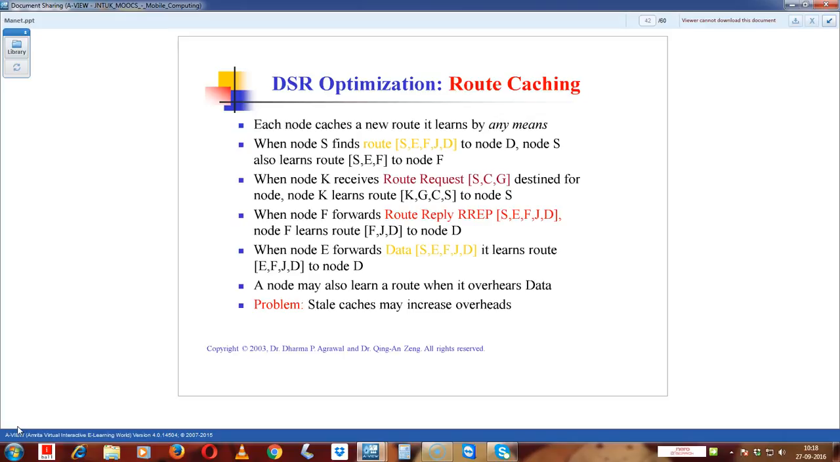When node K receives a route request from S, C, G destined for node D, node K learns about the route K, G, C, S to node S. Okay. So this is how they are learning, because they get the source addresses, embedded within the packet itself. So they will always keep maintaining the cache. Each intermediate node also will have some caches. So that is how we can optimize our routing algorithm.